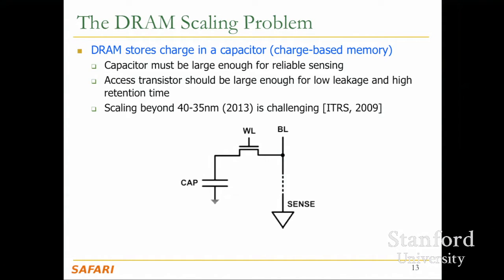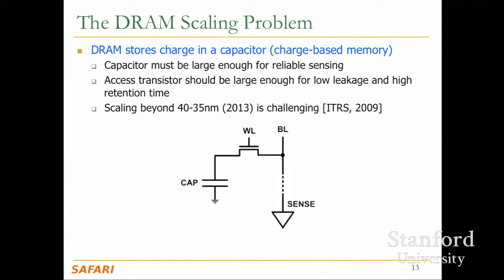Basically, DRAM, like any other memory, has a storage device and an access device. The storage device in DRAM is a capacitor. The access device is the access transistor, the bit line, and the sense amplifier over here. For this to work well, the capacitor must be large enough for reliable sensing, and this access transistor must be large enough for low leakage and high retention time, such that you keep the charge over here. And this was actually the value that was assigned to X by ITRS in 2009. Basically, they said scaling below 35 nanometers is challenging. And they were actually right, in my opinion, because of what I'll describe next.